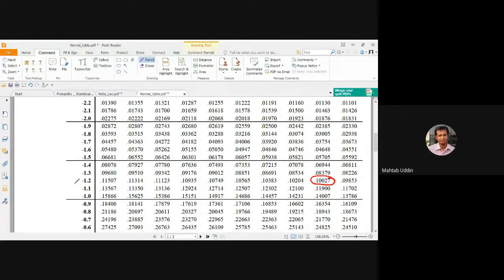যেটা সবচেয়ে ক্লোজ হবে আমরা সেটাকে কনসিডার করব, ঠিক আছে? Do you understand? Yes, sir.